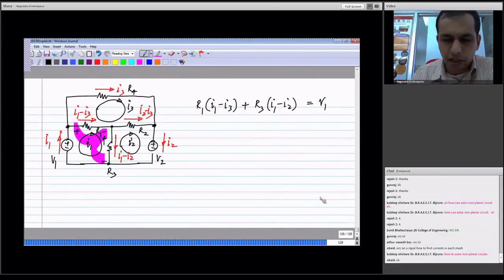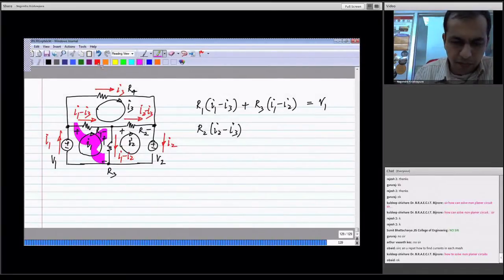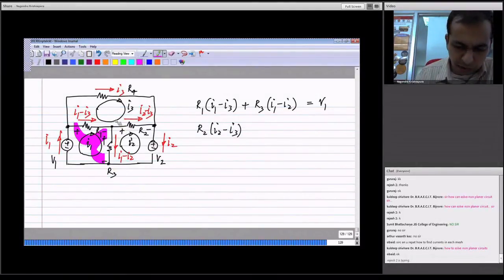So now for the second mesh, what we do is the same. The voltage drop across R2 in this direction is R2 times I2 minus I3. Now we always go clockwise around each mesh and we also take the voltage drops in the same direction. Okay. So for this particular branch, the one in the middle, we also take a voltage drop with this to be positive and that to be negative. Okay. Maybe I'll erase some of these things.